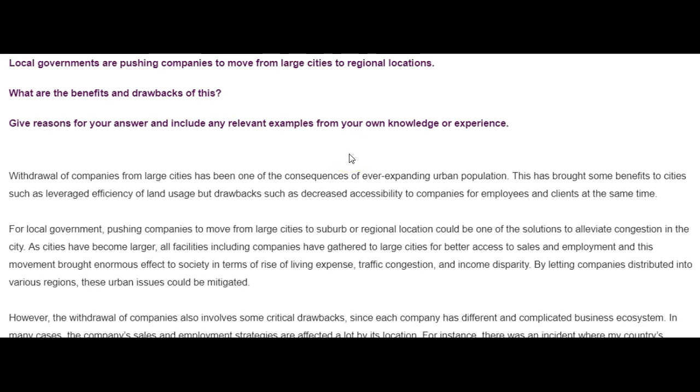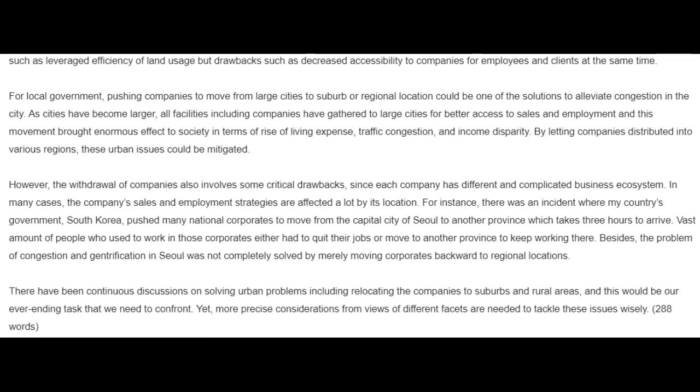This has brought some benefits to cities, such as leveraged efficiency of land usage, but drawbacks such as decreased accessibility to companies for employees and clients at the same time. Okay, fine. For local government, pushing companies to move from large cities to suburbs or regional locations could be one of the solutions to alleviate congestion in the city.